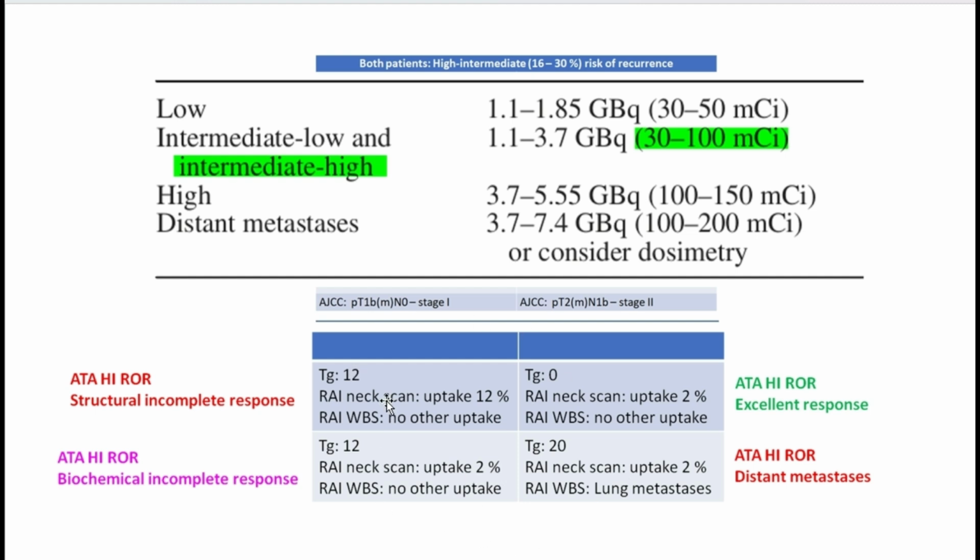So, let's take this scenario. Patient A, post-operatively, she had multifocal classic PTC. Largest nodule was only 1.5 centimeters. Nodes were not addressed. But post-operatively has a thyroglobulin of 12, meaning there is some functioning thyroid tissue, not necessarily malignant tissue. Normal thyroid tissue also produces thyroglobulin. Thyroid cancer also produces thyroglobulin. This just means there is some functioning thyroid tissue in the patient's body. And the diagnostic scan is showing an uptake of 12% in the neck.